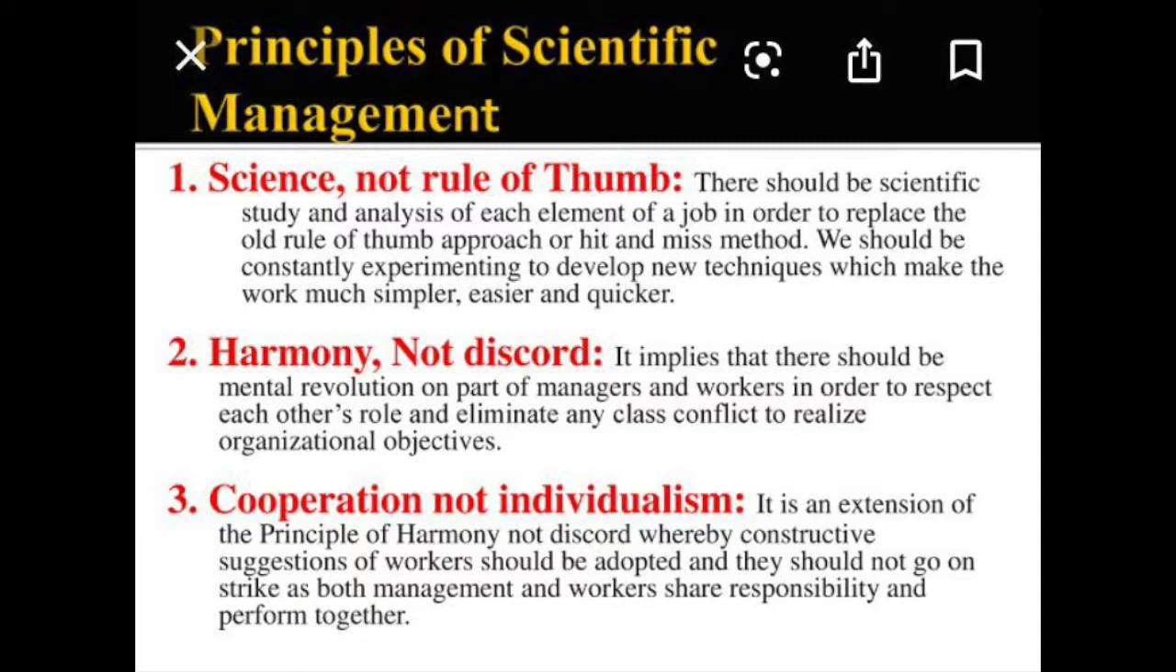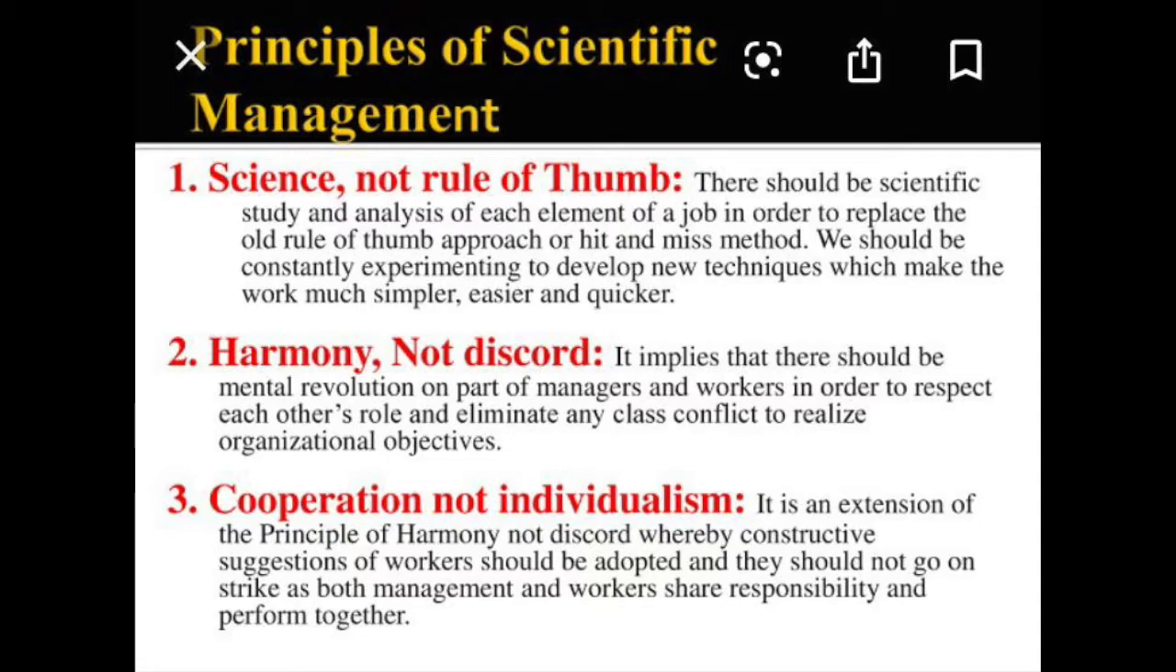The third point is cooperation, not individualism. It is very clear from the name. Cooperation means that with the help of each other, we can attain a particular objective. Individualism means that a person works only for his or her own benefit, right? So this principle states that every work in the organization should be carried on in cooperation with each other, with mutual confidence and understanding. The principle states that it is only through the cooperation of the management and the workers that the goals of the organization can be achieved efficiently, right?